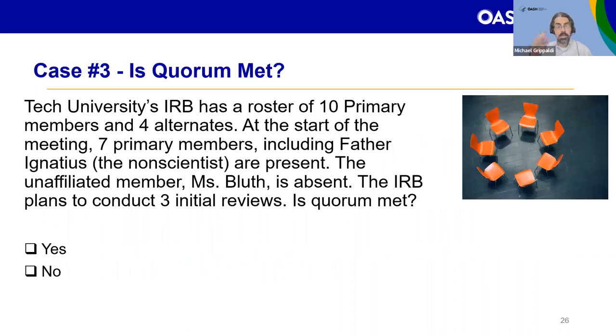So let's take a look at an example. Tech University's IRB has a roster that consists of 10 primary members and 4 alternates. So this is their paper roster. We are told that at the meeting, there are 7 primary members present, including the non-scientist, but the unaffiliated member is missing. Does the IRB have quorum to review these 3 initial reviews? Now, I'll give you some time to think about this because there's a couple things to think about as we just discussed.